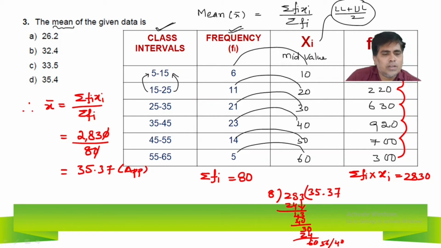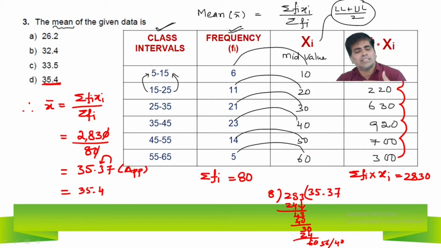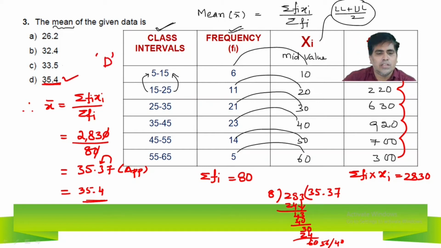So now look at the options. Which option is the right option here? Which is the nearest option we have? 35.4. Yes, we have 35.4 here. We got 35.37. Indirectly what is he doing? He is rounding off to the first decimal. So the second decimal is 7, which is more than 5. That's why he is rounding the first decimal to 4. So 35.4 is the right option here. So we got the D option.